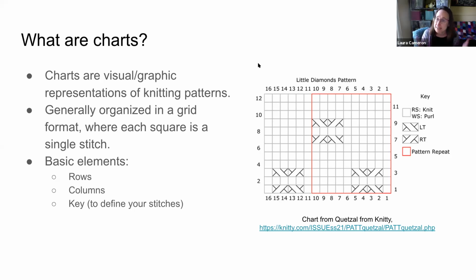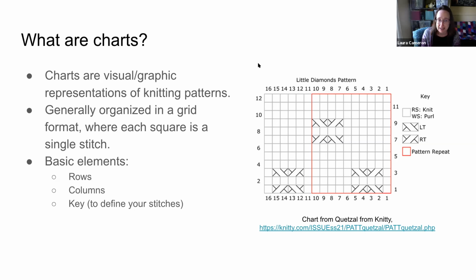Generally, charts for knitting are organized in a grid format where each box is a stitch. So they're organized in rows, so you can see the numbers on, in this case, both the left and right-hand side. We'll talk about that in a minute, but you can see those numbers going up vertically that are indicating the rows. You can also see the numbers that indicate the columns. Sometimes in charts, they won't number the columns, but you can see that they are numbered here, and each box across each row corresponds to a single stitch.